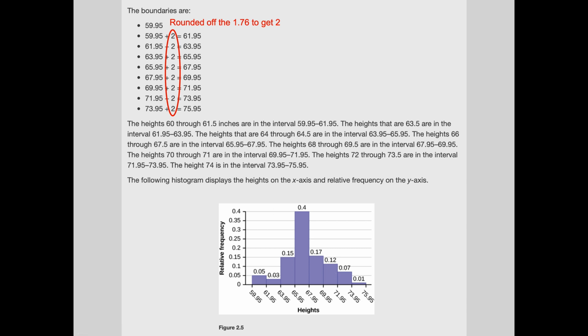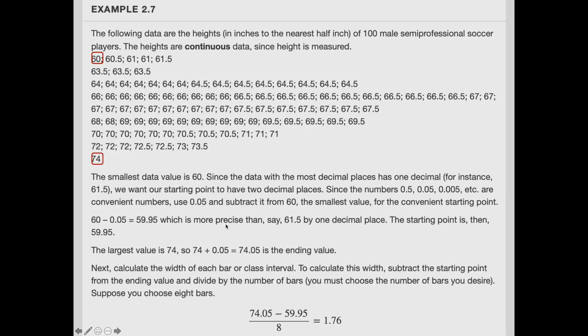So if I just keep going up by 2s, I get 59.95 to 61.95, and then 61.95 to 63.95, 63.95 to 65.95. You just have to remember here that you're putting a 5 one decimal place past the level of specificity in the problem. In this problem, the level of specificity was tenths.